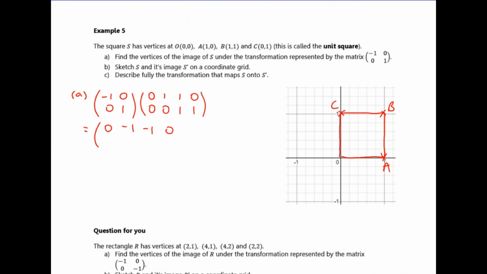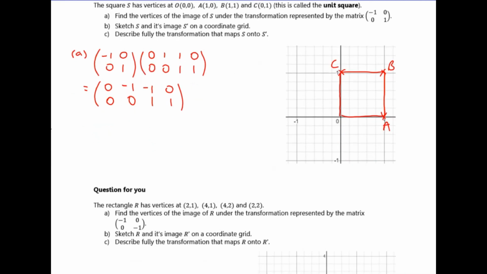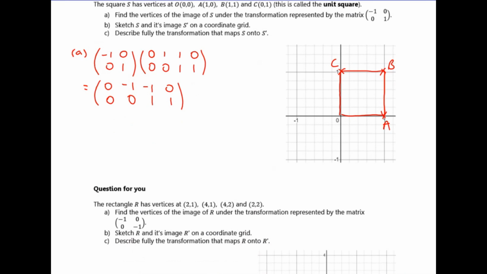Got the first row. Go on to the second row, multiply by all these columns. So 0, 1 times 0, 0 gives 0. Sorry, 0, 1 times 1, 0: 0 times 1 plus 1 times 0 is another 0. 0 times 1 plus 1 times 1 gives you 1 for the third column. And 0 times 0 plus 1 times 1 gives you another 1 for the fourth column. So these are the vertices of the image of S. So we've got 0, 0, we've got minus 1, 0, we've got minus 1, 1, and 0, 1.